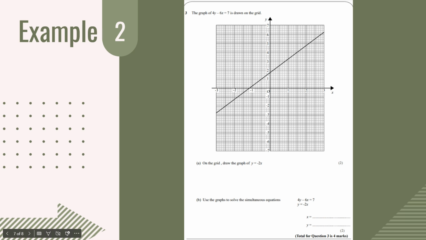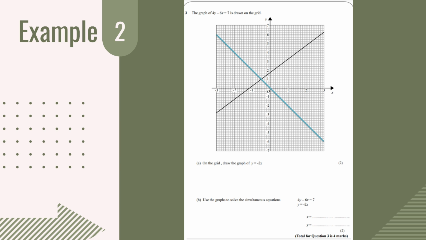So, the graph of 4y minus 6x equals 7 is drawn on the grid. Part A says, on the grid, draw the graph of y equals negative 2x. We know what the graph of y equals negative x looks like, because it's just the opposite of y equals x. So y equals negative 2x is just the same, but with a gradient of minus 2. Because as we can see, when y equals 6, x equals minus 3, because minus 2 times minus 3 equals 6. And it goes down like that.